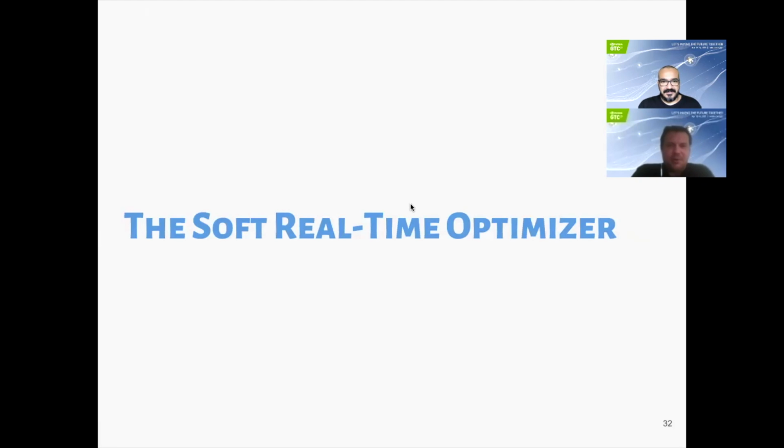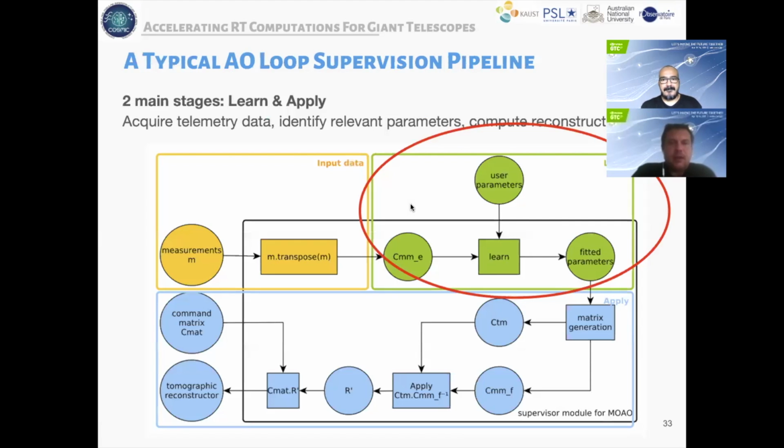Thank you, Atem. So let me now describe the second part of our control system, which we call the soft real-time optimizer. Here, what we are trying to do is to optimize the parameters of this real-time controller. So basically, we try to optimize the content of this control matrix that we just described.